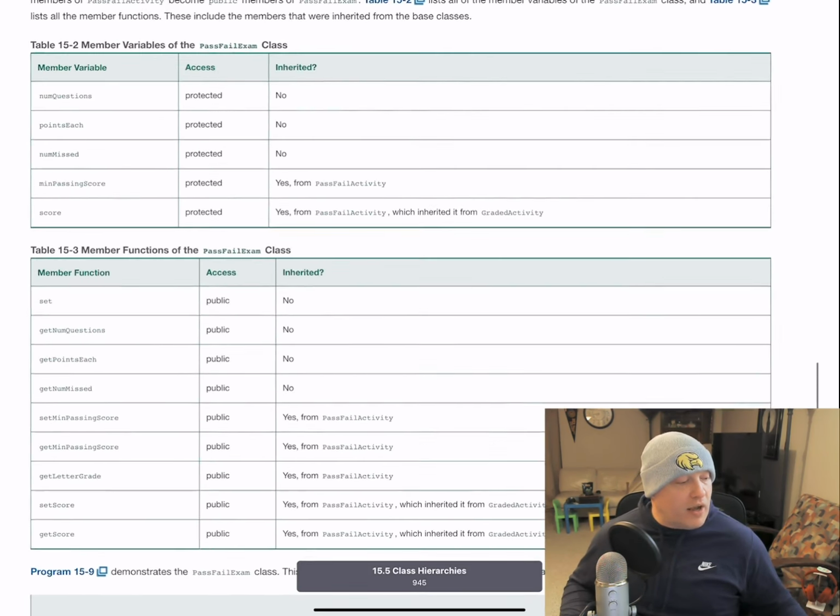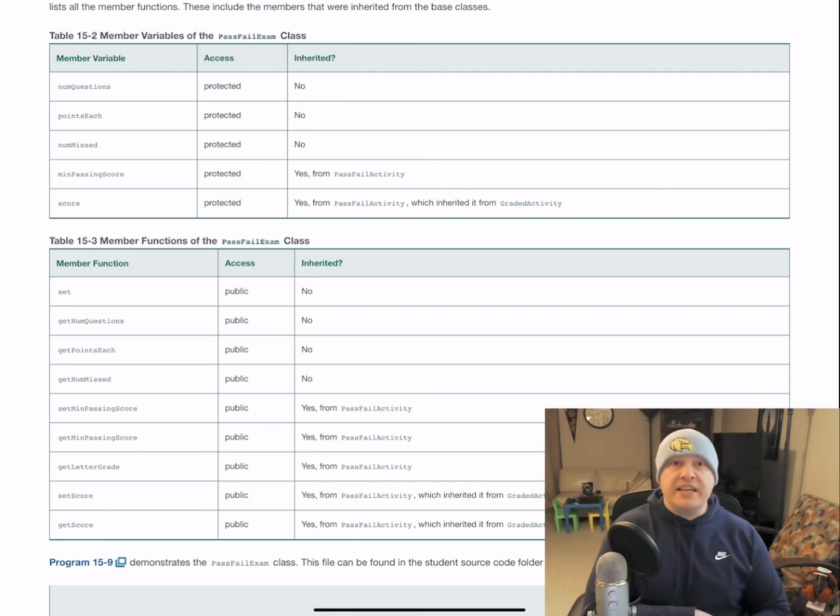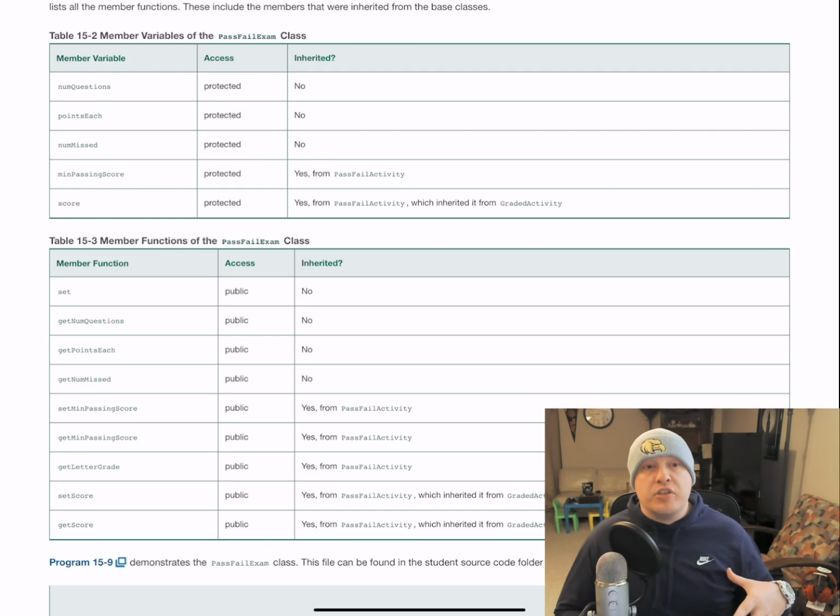So the thing I want to point out here, and this is on page 945, is a little bit misleading if you just look at the chart. Please don't just look at the chart. Understand the following thing is true. And we'll look here at 15-3, member functions of the pass-fail exam class. The access, public, and inherited, no. If you only just look at this table, that's really going to mess you up. The reason they're not inherited is because they're declared here in the pass-fail exam class.